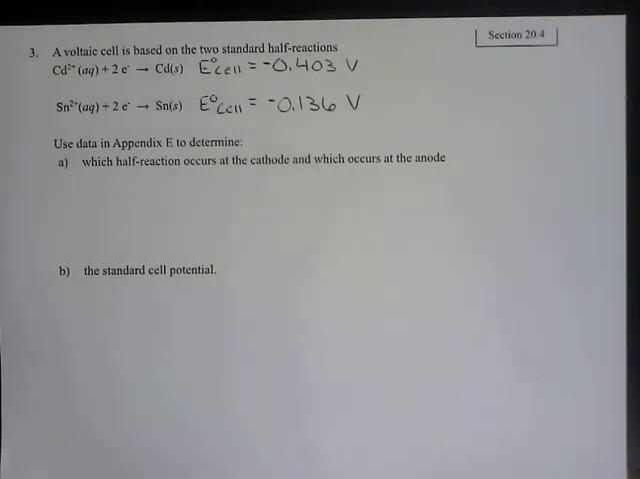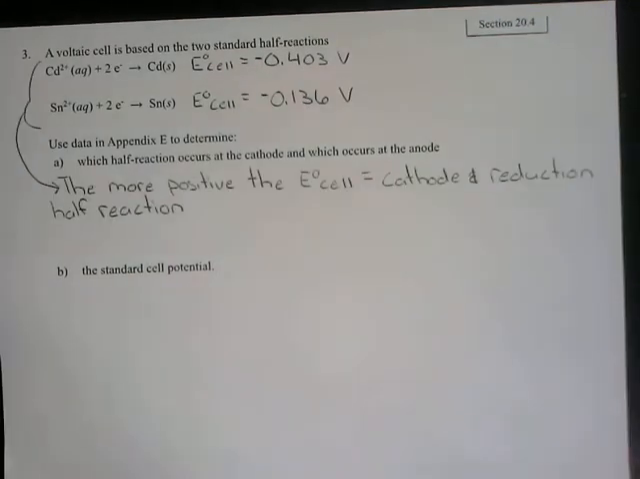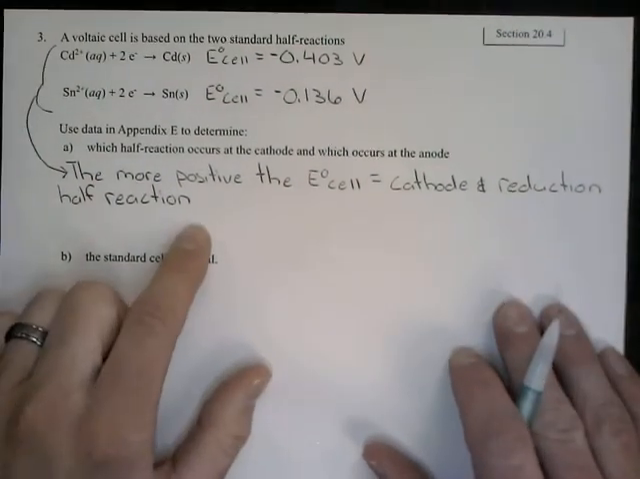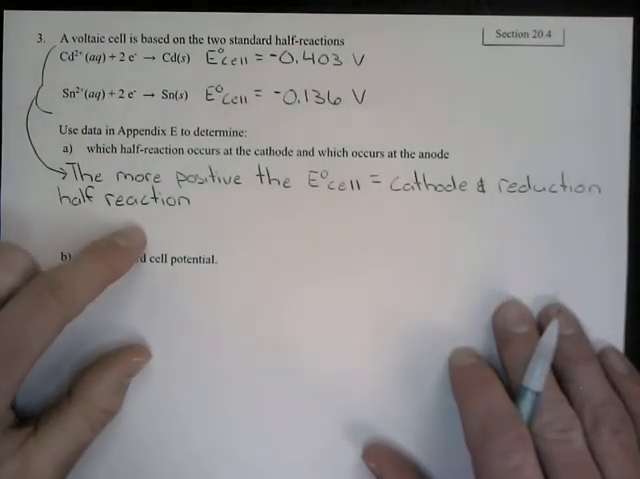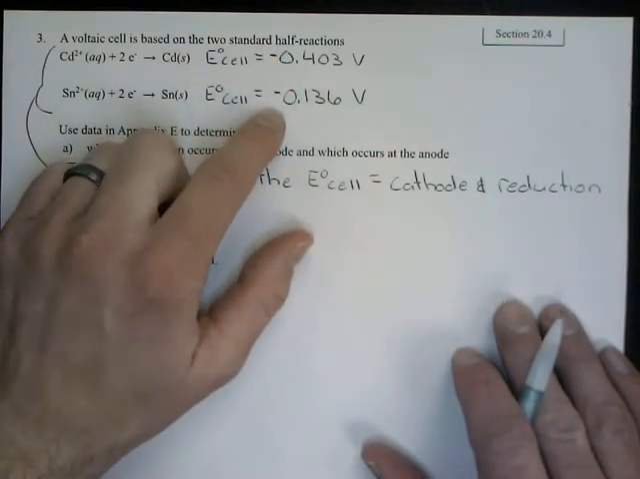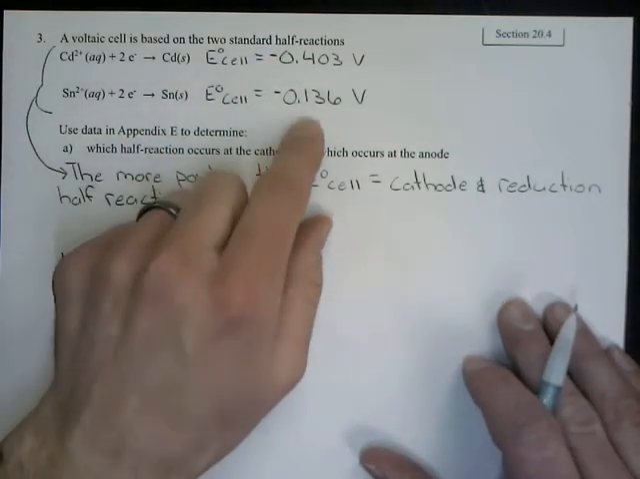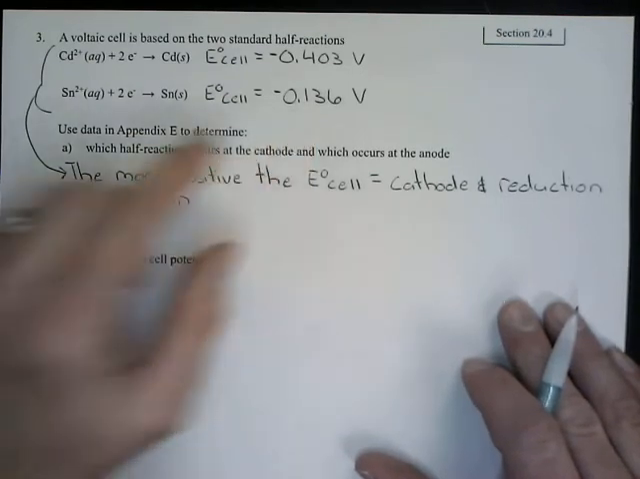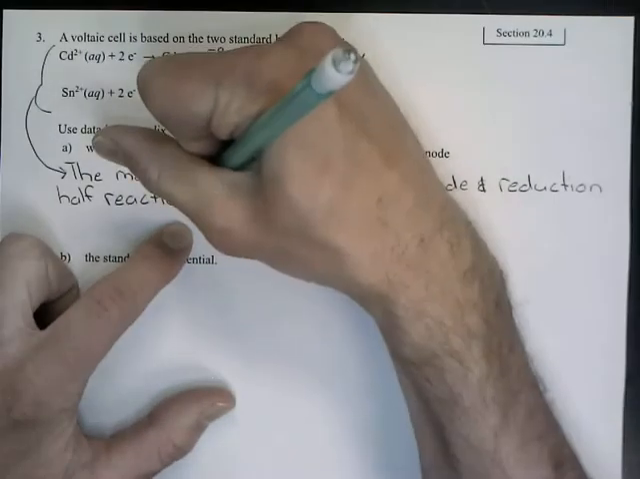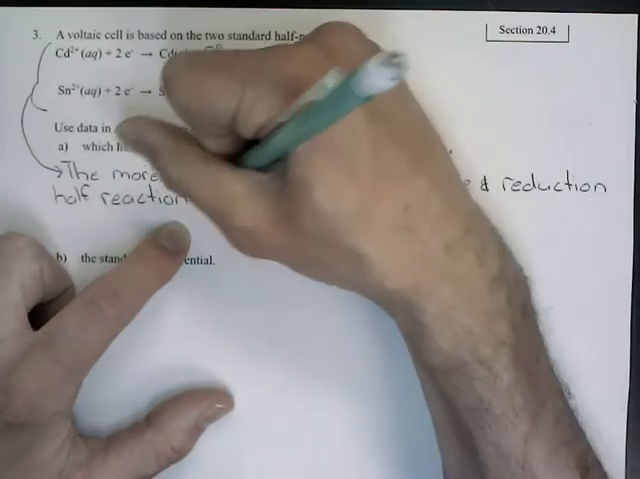We wrote this down, but what does that mean? All right, so here is our key to success on these types of problems. The more positive the standard cell potential is, that is the location of the cathode and the reduction half reaction. Okay, so let's take this into account. We are looking for the more positive numbers. Now, these are both negative numbers, but the more positive number is this negative 0.136 volts.